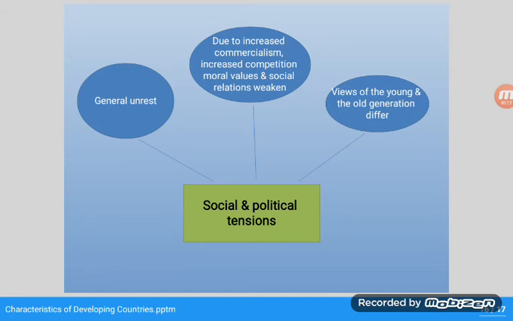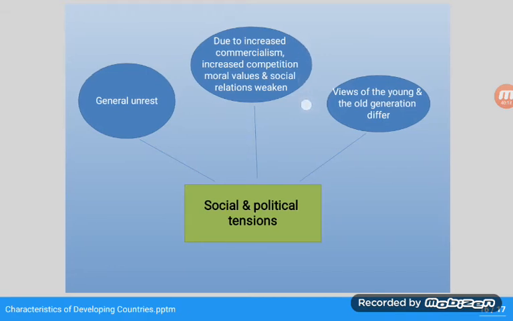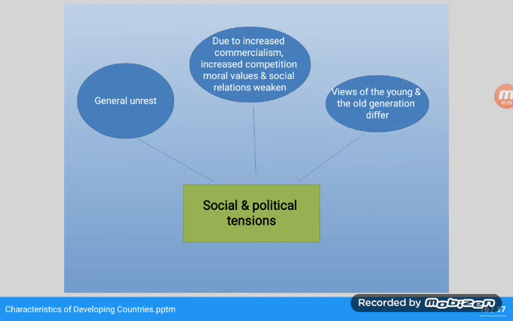Then another thing that people see is that everything becomes commercialized. People, in the quest of earning more and more money, kind of forget all the moral values. They do not stick to those traditional good moral values, and social relations weaken. Okay, or in simple words I can say that earning money becomes more important than your moral values and than your social relations. This is all the drawback of commercialization.